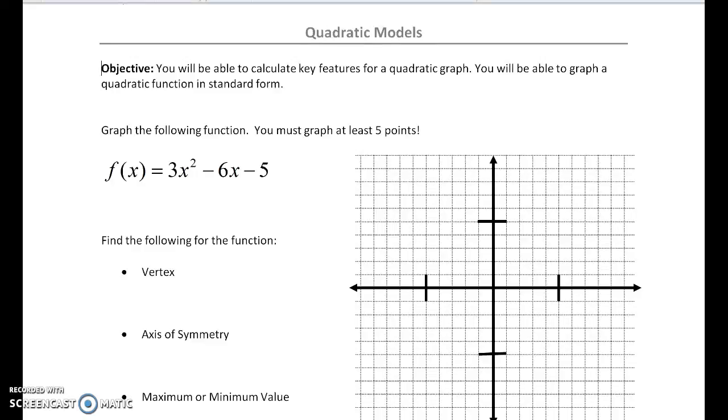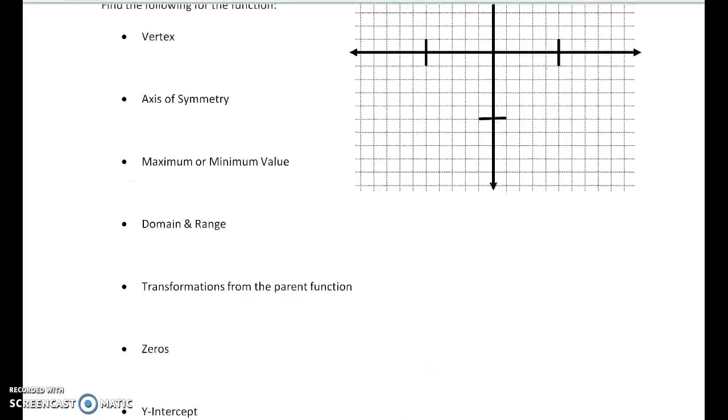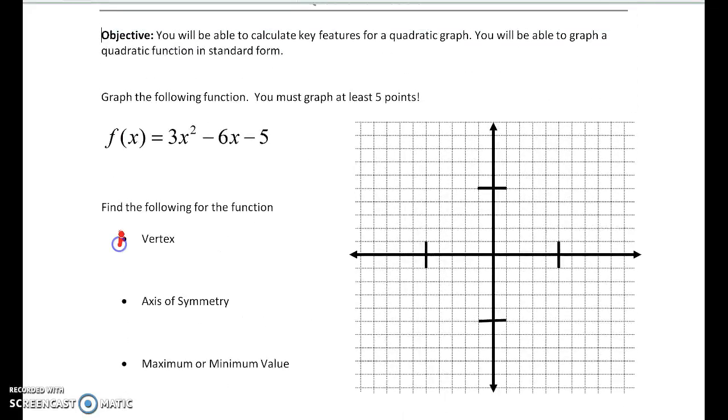Hi everyone. By the end of this video, you should be able to sketch a graph of a parabola given any form. But in order to do this, we're going to want to work between all the forms so we can find things like the vertex, the X intercepts, so on and so forth. So right now we're given the equation in standard form and we want to find all this stuff. But we're going to start with the vertex.